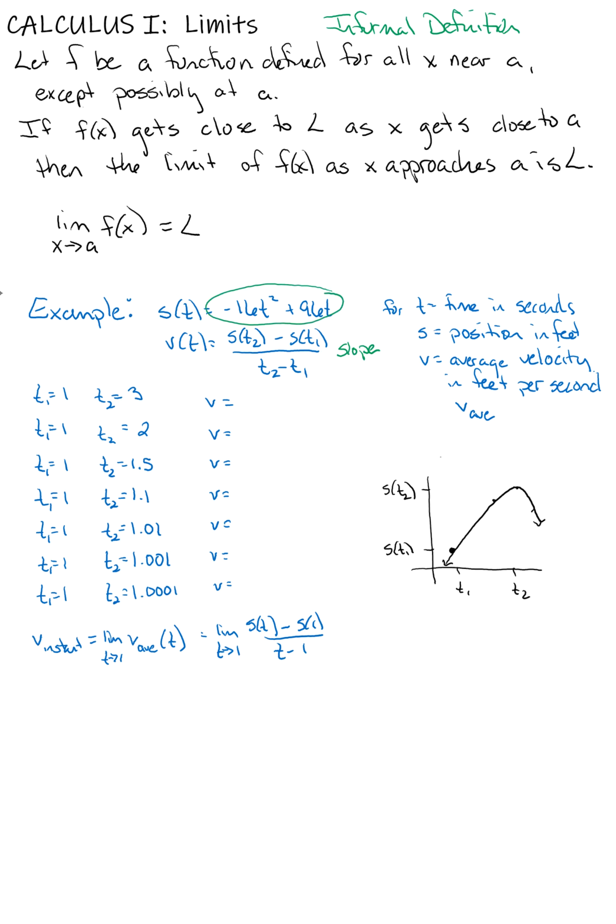So what I'd like you to do now is take a moment and do the rest of these calculations. Pause if you need to. So simply take t1 and t2, figure out what s of t1 and s of t2 are, and then figure out what v is from that. Take a moment, give that a shot, see what you come up with.